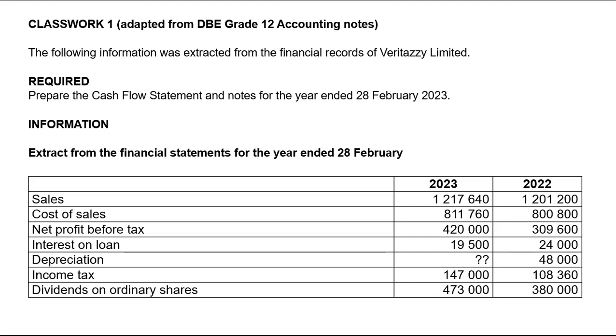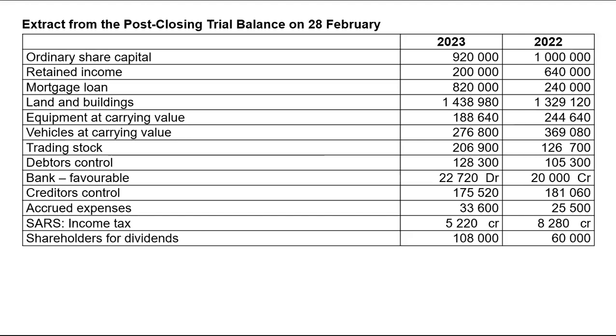Moving right along. Now we are given more extracts. We are given an extract from the post-closing trial balance on the 28th of February. So this is after all the adjustments were made, and basically after all the adjustments were taken into account. And we'll deal with each as we go.